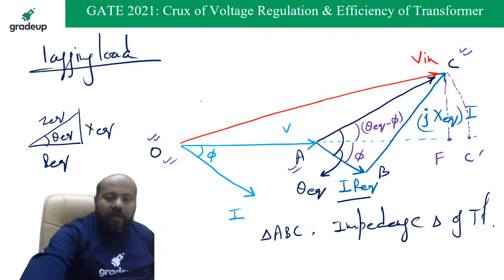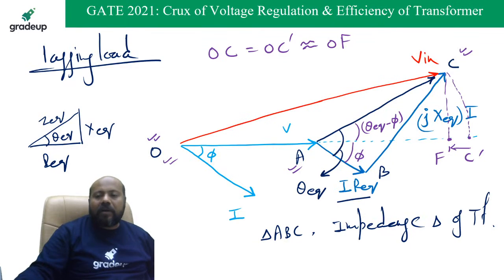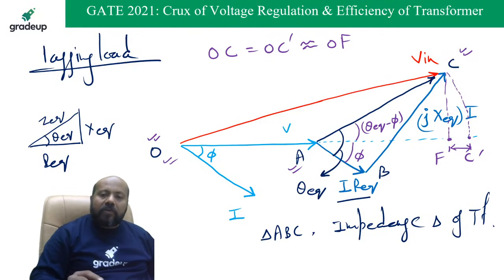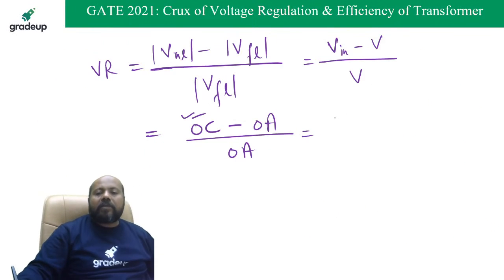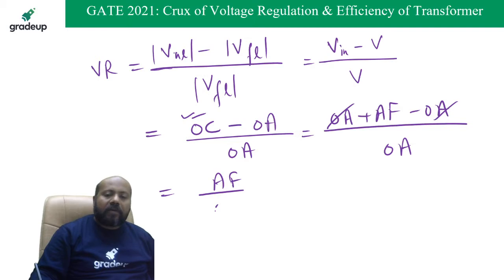What is OC? Now OC, because this is an arc, so I am writing OC is equal to OC dash, and it is approximately equal to OF, because this distance is going to be very small. So you can write OC, that is V in, is equal to OC dash, or approximately equal to OF. Now what is OF? You see the triangle OCF. OF is going to be OA plus AF. So the regulation is OA plus AF minus OA divided by OA. OA cancels. This becomes AF divided by OA.